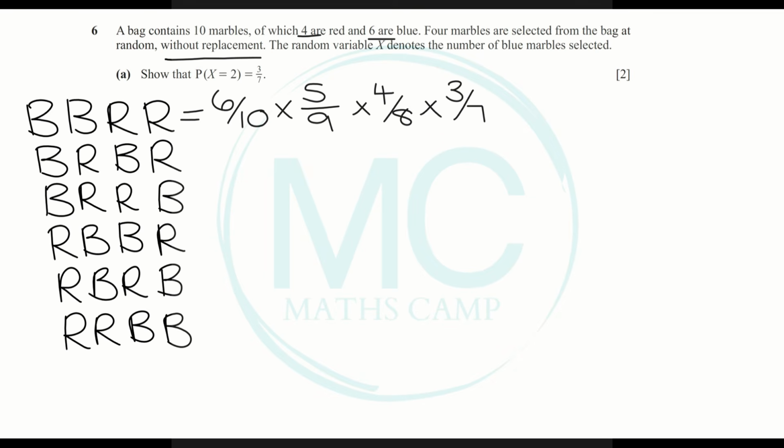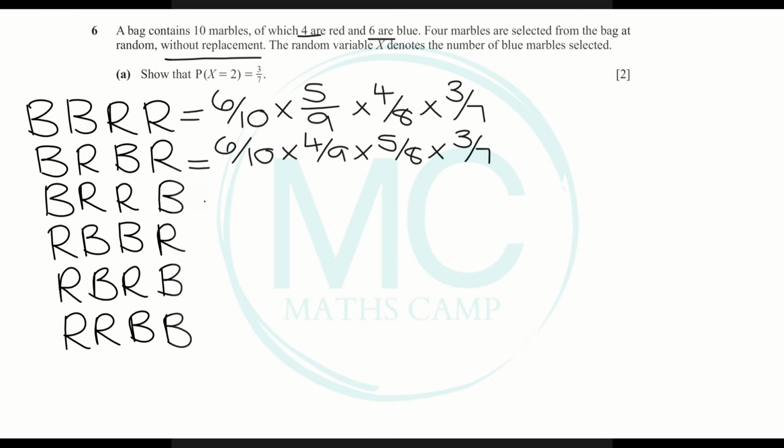Now let's look at our next option. A blue marble first, 6 out of 10. Remember, we are looking at one marble and another. This is why we're multiplying our probabilities together. The second marble is red, so we get 4 out of 9. And a blue marble third, this becomes 5 out of 8. And a red marble last, 3 out of 7.